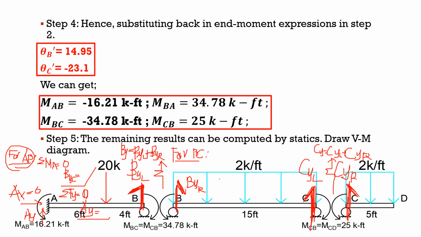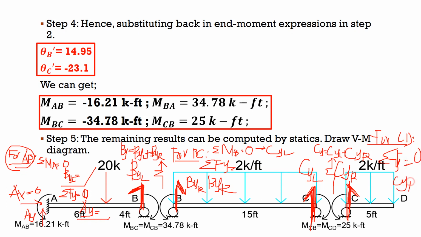So for the BC segment, you can take the moment at B or at C, depending on you. Say at B. When you take the moment there at B, you get CYL for sure. Summation of forces in Y, to get BYR. Okay? After BC, then for CD. For CD, for sure, summation of forces in Y is equal to 0 to get CYR. Okay?